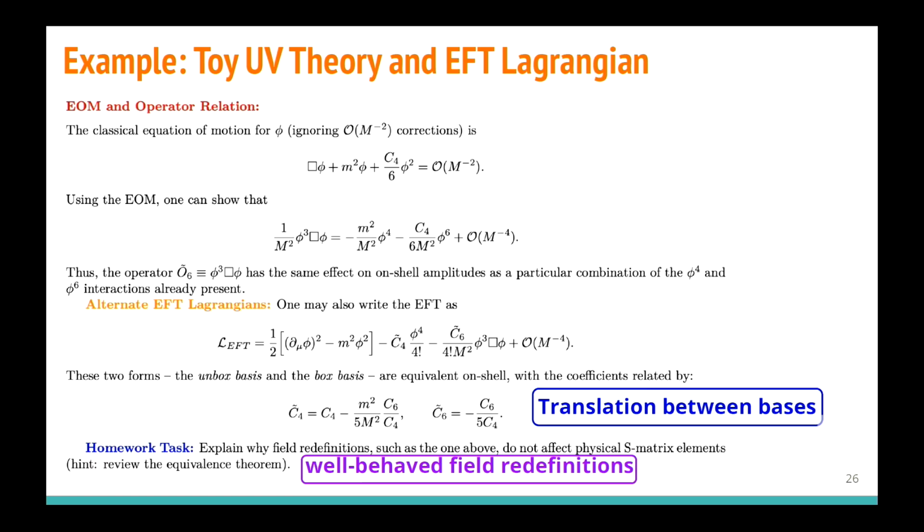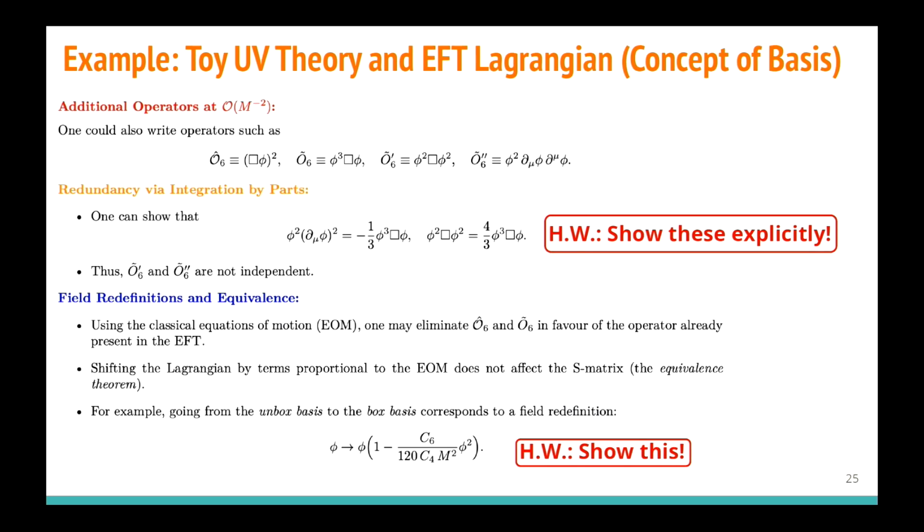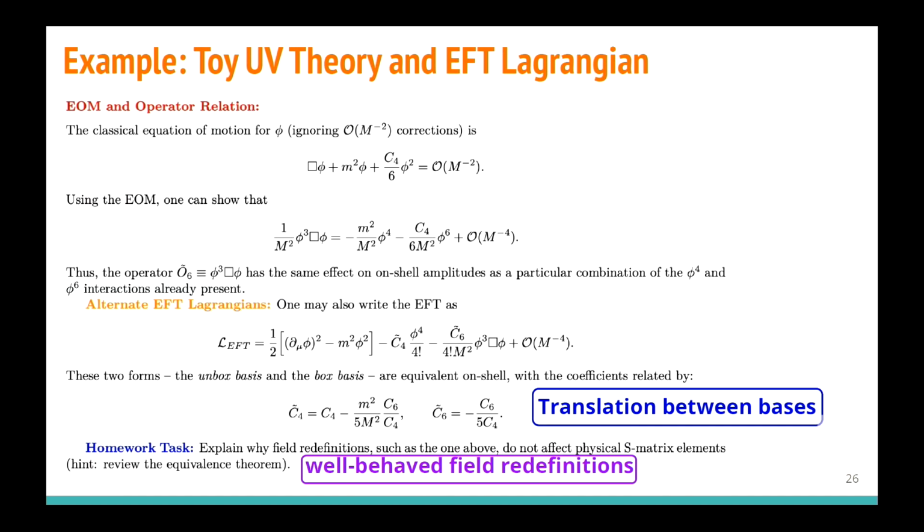Now, here we have box phi and we had an operator box phi squared. If we square this term, we will be able to see that we are able to trade off the box phi squared directly.